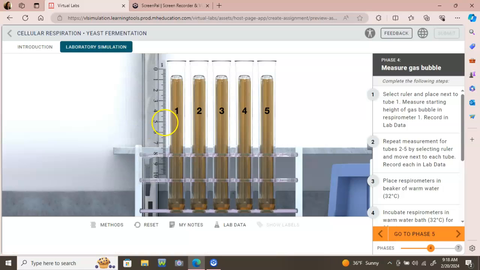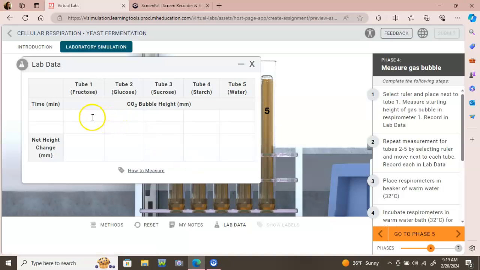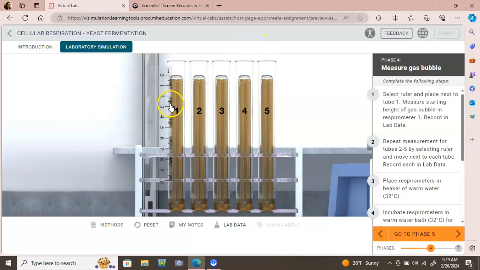I just pick up the ruler and put it next to the first tube. Looking at this, it looks like I am at about 4 millimeters. Each of these is centimeters, and each of these little lines would be millimeters. With the image that you had sent, I think you would be around the same. I would need to zoom in here. Yeah, you look like you would be around the same for your time 0. So for time 0, this would be 4. And then I would have to go through and do that for each of them.